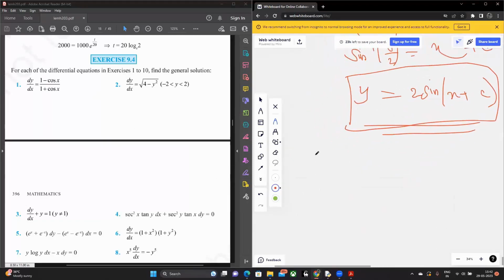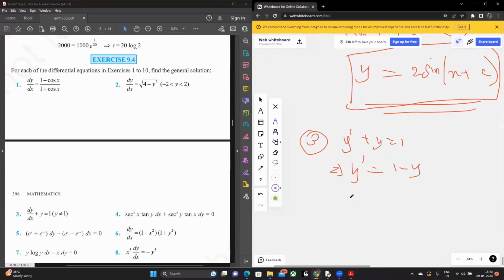Very simple. Third is y dash plus y equals 1, or y dash, this can be rewritten as y dash equals 1 minus y, right?